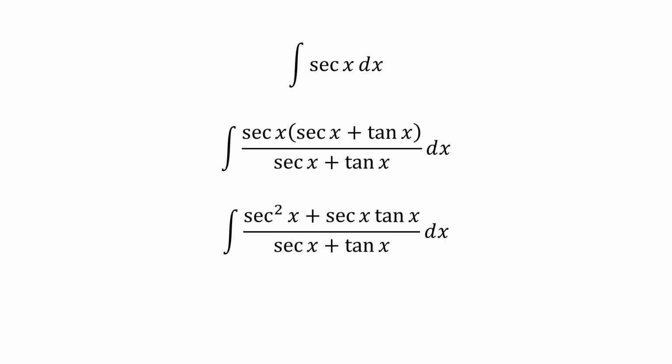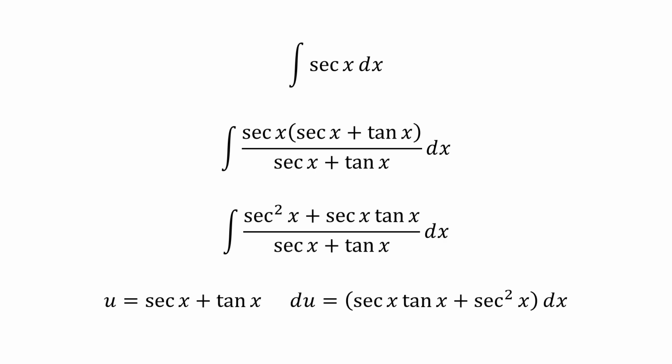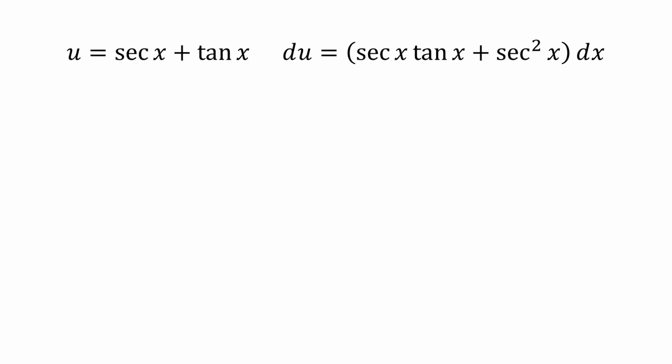Now we let u equals secant of x plus tangent of x. Our differential is then du equals secant of x tangent of x plus secant squared of x times dx. Substituting into the integral gives us the integral of 1 over u du.